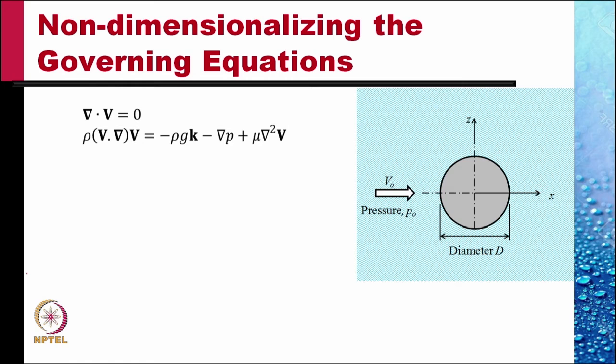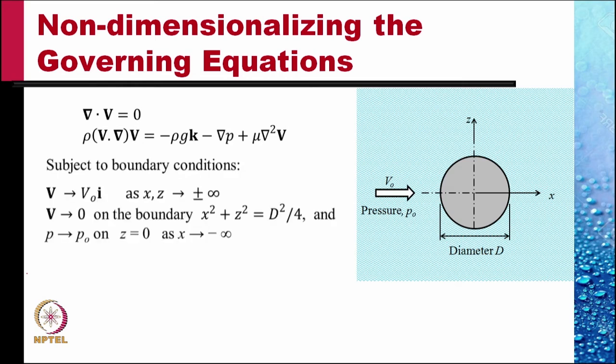Let us consider steady flow with constant density, incompressible steady flow. The equations governing this flow are the continuity equation and the Navier-Stokes equation that we have covered earlier. And these have to be solved subject to boundary conditions. We don't require initial conditions because the flow is steady.